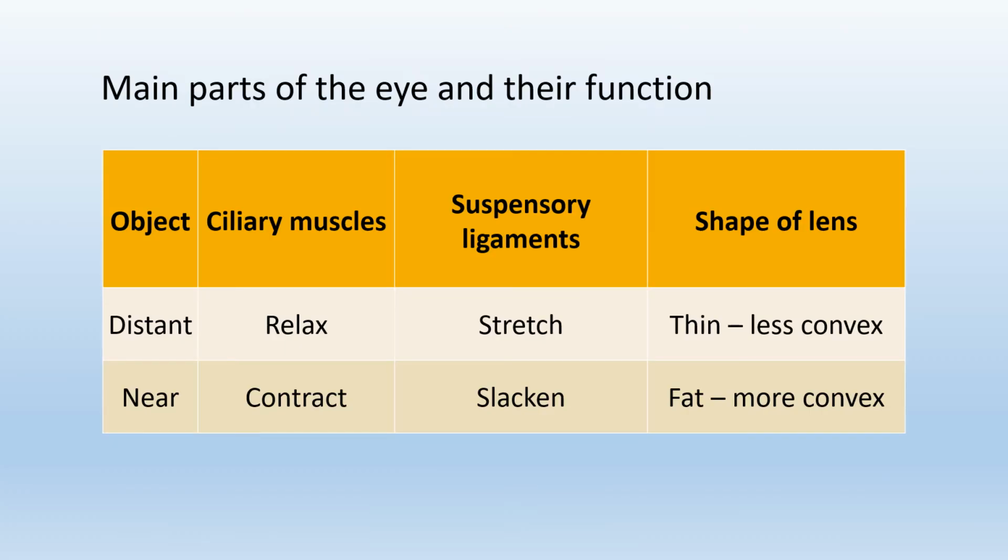This table gives you an overview of main parts of the eye and their function in making adjustment or accommodation. So for a distant object, ciliary muscles relax, suspensory ligaments stretch, and lens becomes thin or less convex. While for an object which is near to the eye, ciliary muscles contract, suspensory ligaments slacken, lens becomes fat or more convex.